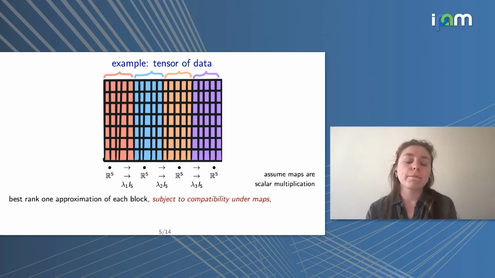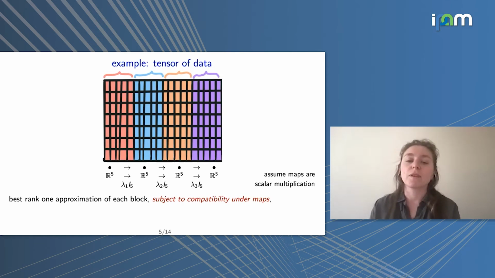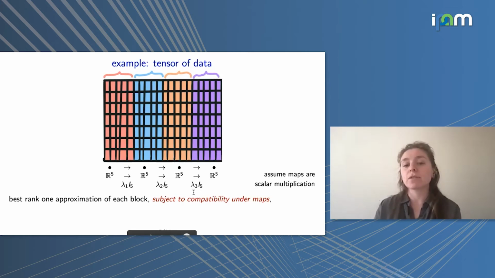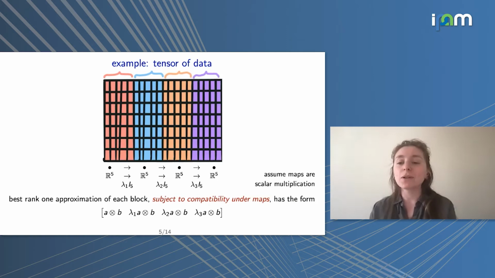And say we want to find the best rank 1 approximation of each block. Okay, so this would then be finding the best rank 1 approximation of 4 different matrices, which we can do. But we want to impose that each of these rank 1 approximations are compatible under these linear maps, so under the maps that are assigned to the edges of the quiver. So if we impose that, then our best rank 1 approximation will take this form.